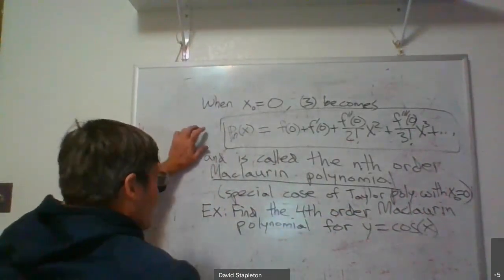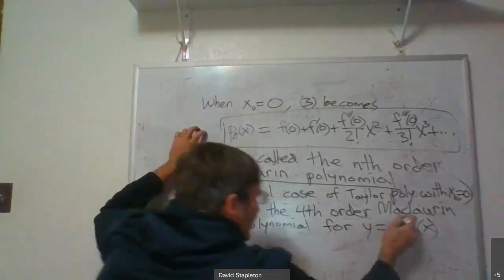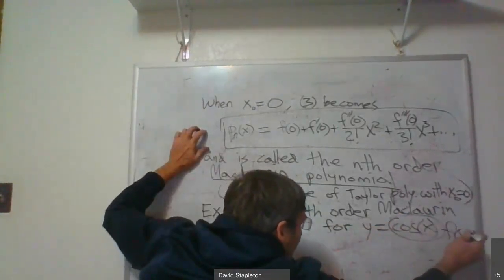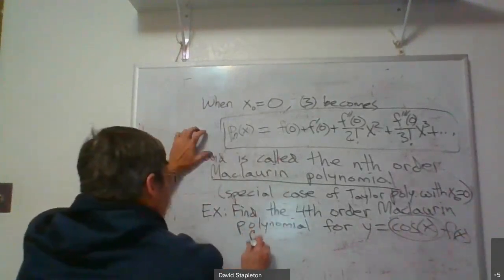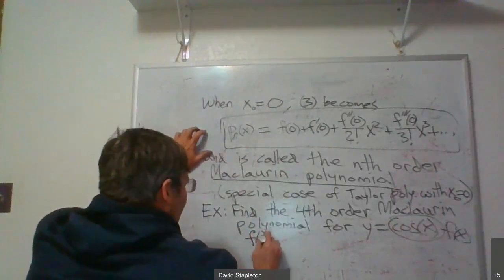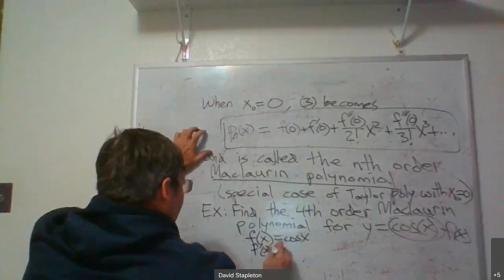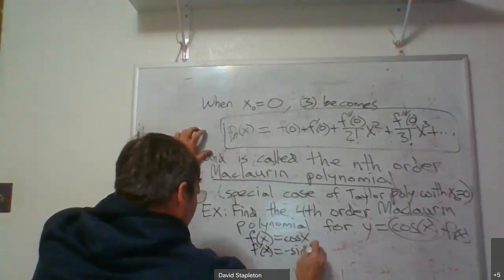Well, I need to do the same thing. I need to calculate the derivatives. This time they're not just the same function over and over. Right? If I call this f of x, then I need f of 0. Well, first let's do the derivatives. F of x is cosine x. F prime of x is its derivative, minus sine x.